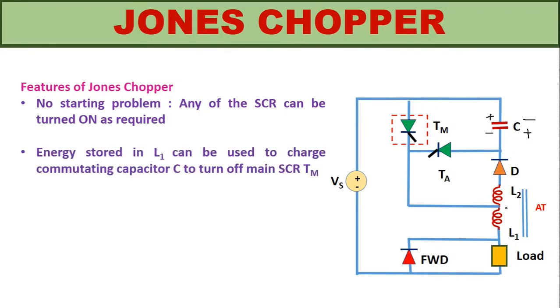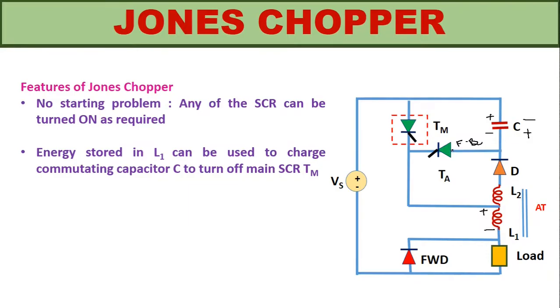Second one is the energy stored in this inductor L1 can be used to charge the commutating capacitor C to turn off the main thyristor TM. So if this inductor L1 is charged with upper point positive with respect to lower point, then this positive will go here. That means the capacitor is charged with lower plate positive with respect to upper plate. So when the capacitor has lower plate positive with respect to upper plate, this auxiliary thyristor will go into the forward bias condition and it is ready to turn on.